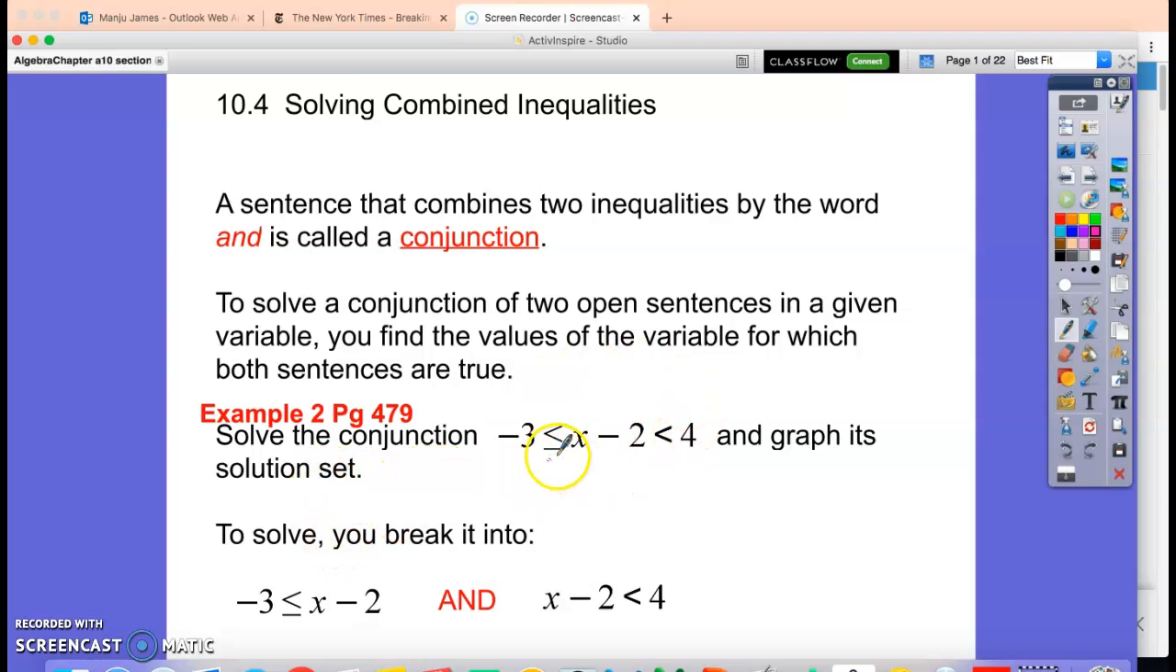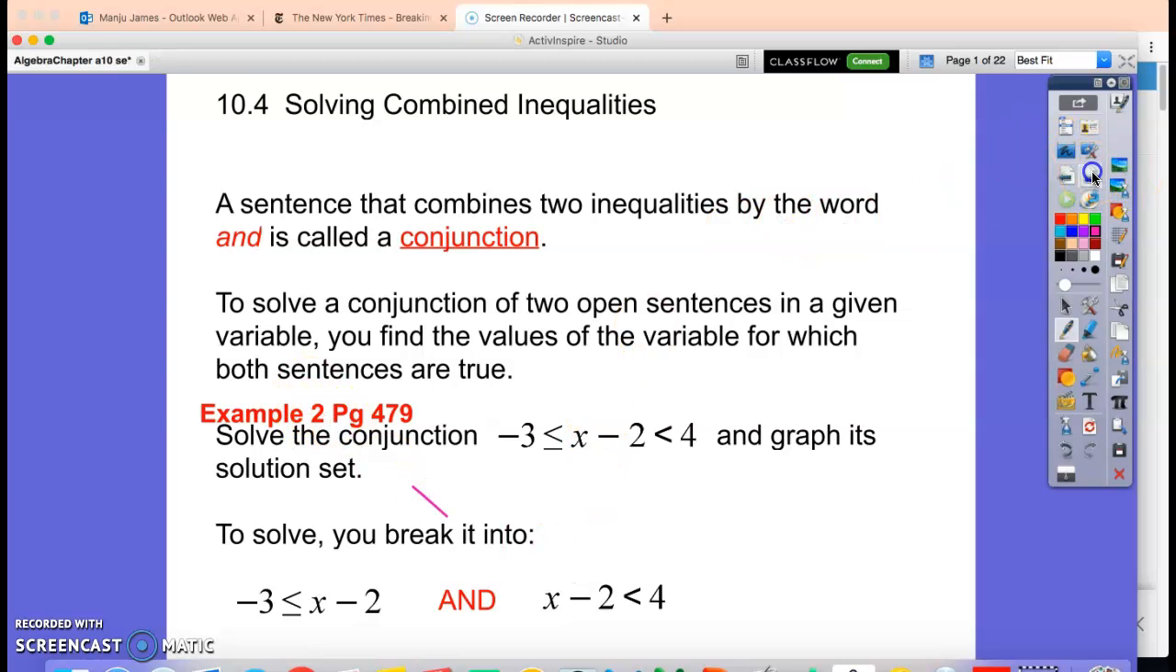To solve this one, you break this inequality into two separate inequalities. So this is -3 ≤ x - 2 and x - 2 < 4. That's how it reads, right? To solve a conjunction, or if you have an "and", you find the values of the variable for which both sentences are true. So you solve this inequality and solve this inequality, and then you take the intersection of both. That is the solution set.